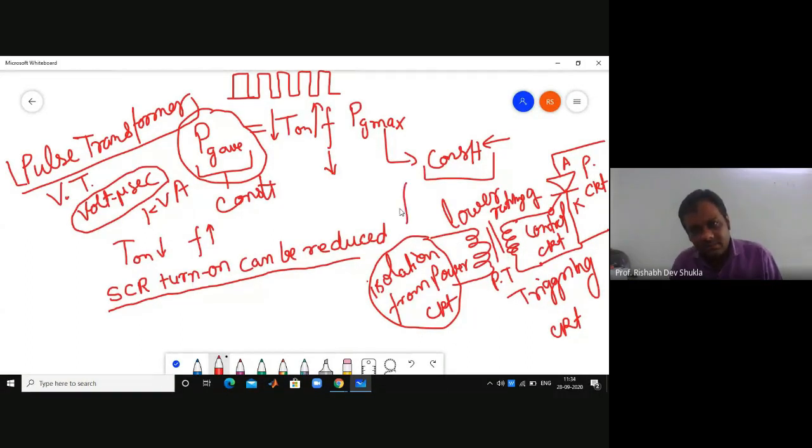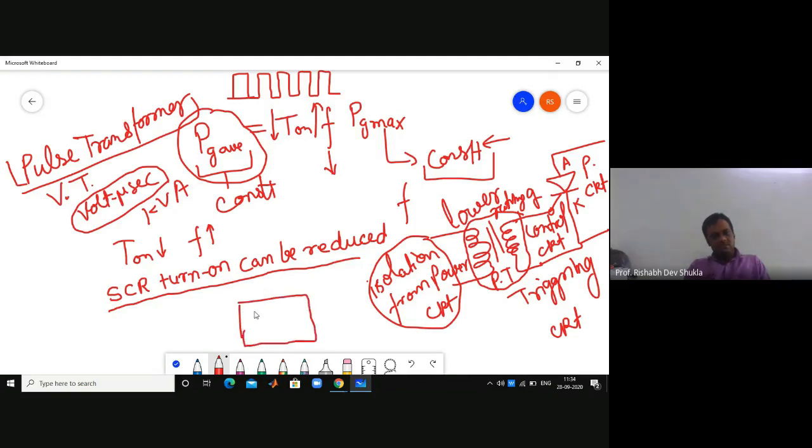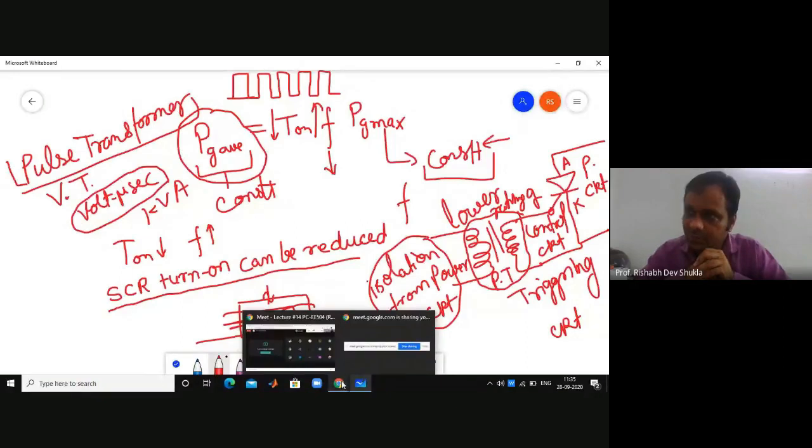If you increase the frequency, then the size of this transformer, the core size, is also going to be lower. For high frequency applications, the core can be of a smaller size. So there are two advantages to using high frequency triggering pulses. First, turn on time can be reduced. Second, we can reduce the size of the pulse transformer. Okay, getting it? It is example number 4.3.